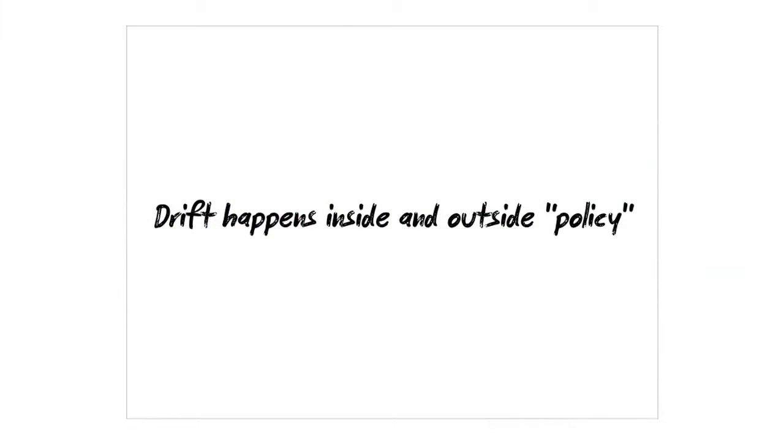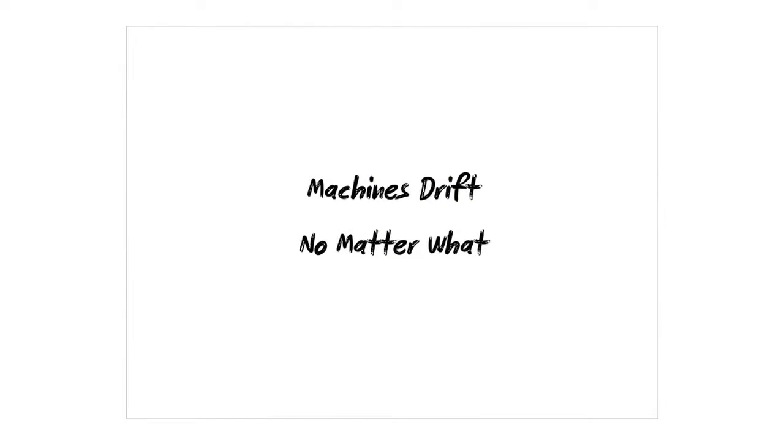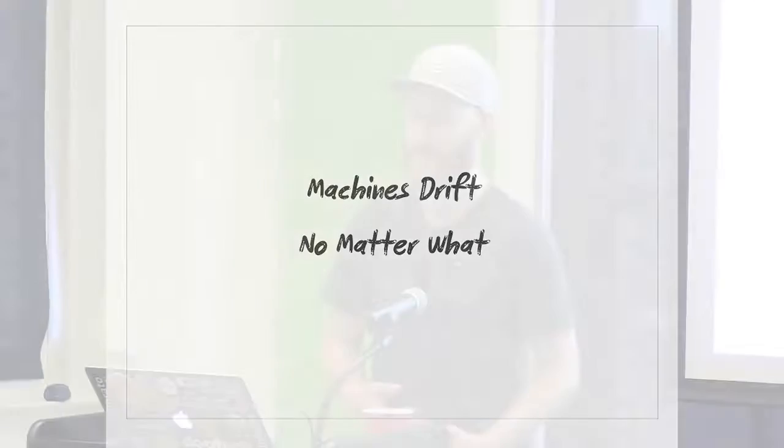An interesting thing that he mentions there is that drift happens both inside and outside policy. So like I said, even idiomatic use of Chef and Puppet will cause drift. Non-idiomatic use too, and we'll get to a few examples. So the point is, no matter what you're doing, machines drift. It's a natural byproduct of getting things done, right? And we'll go through a few specific examples in a second.